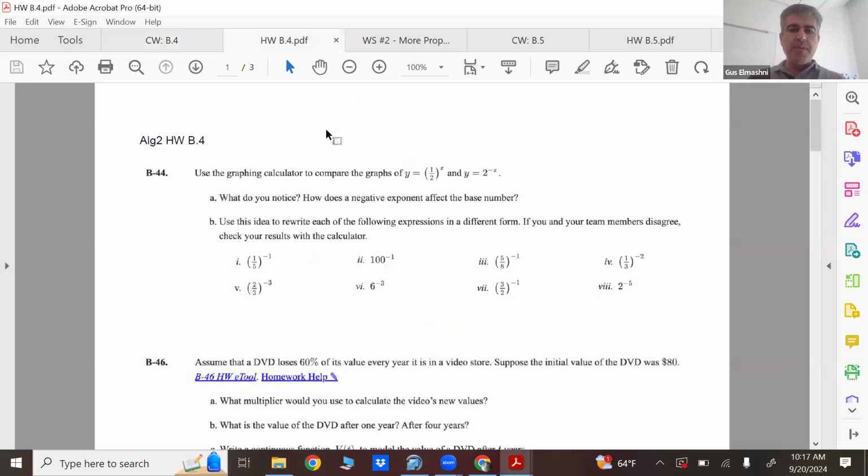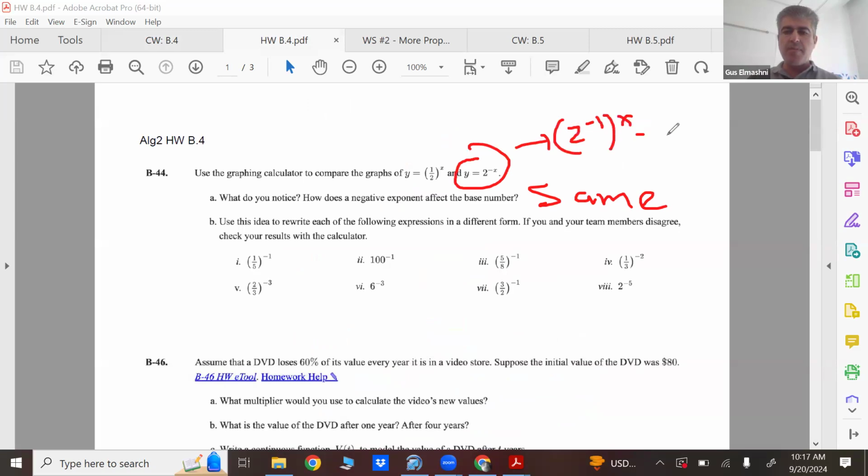B4. Okay, so here's how you do this. These are the same. That's because this right here is 2 to the negative 1 raised to the x, which is this, 1/2 to the x. So those are the same.